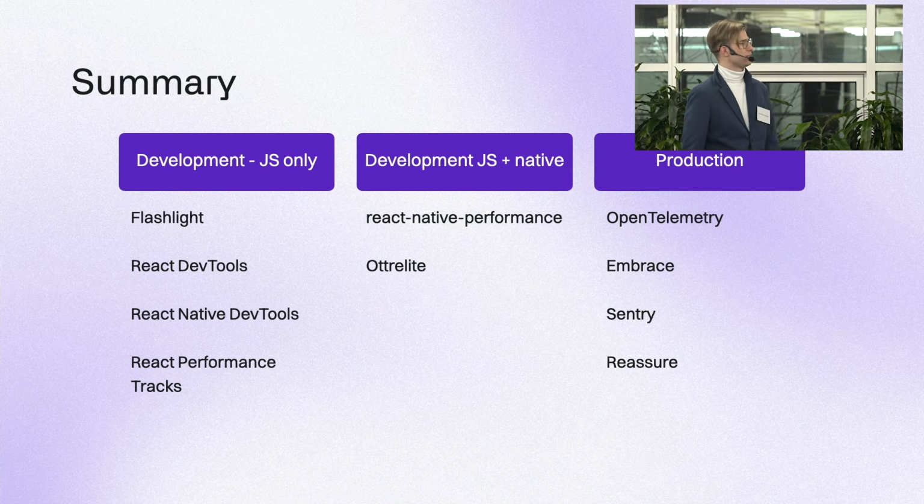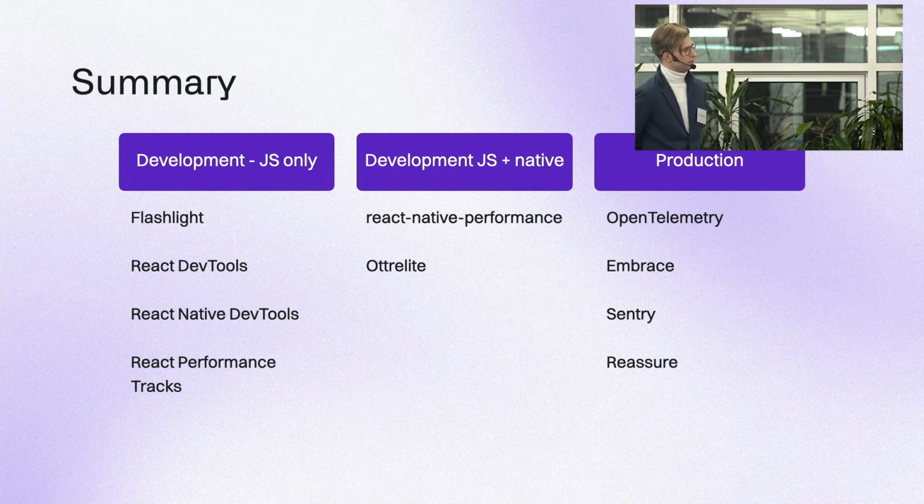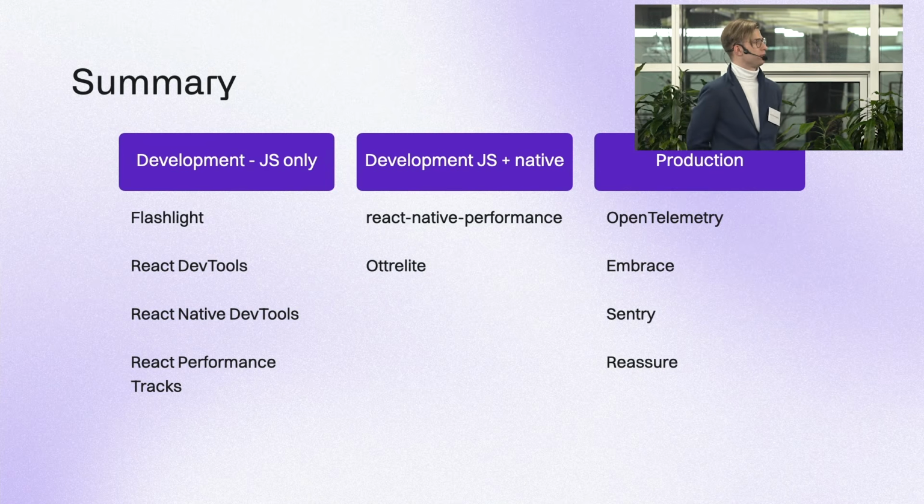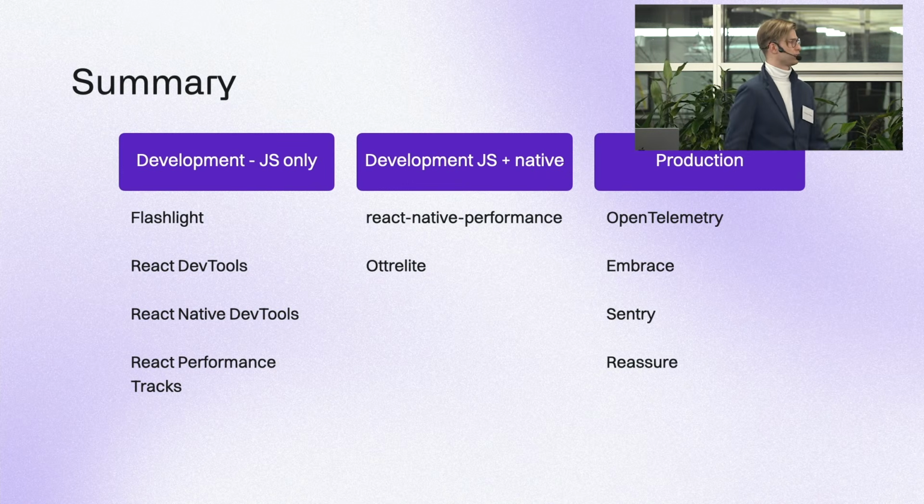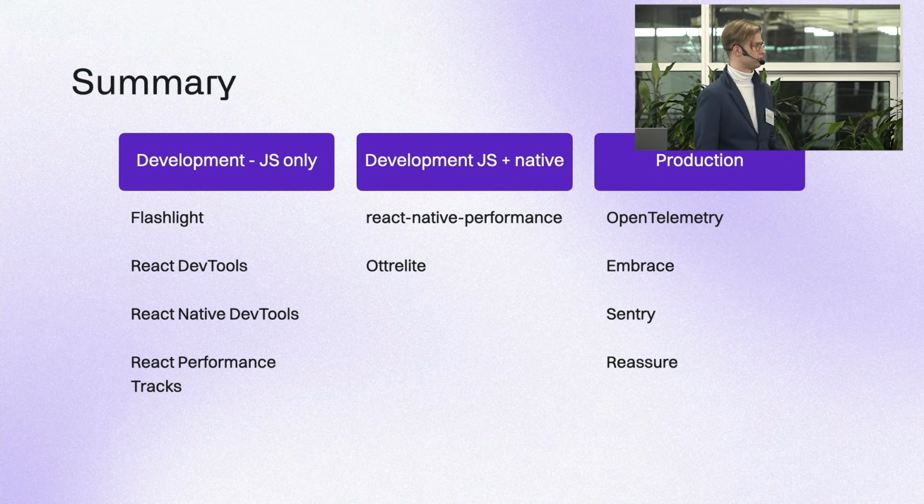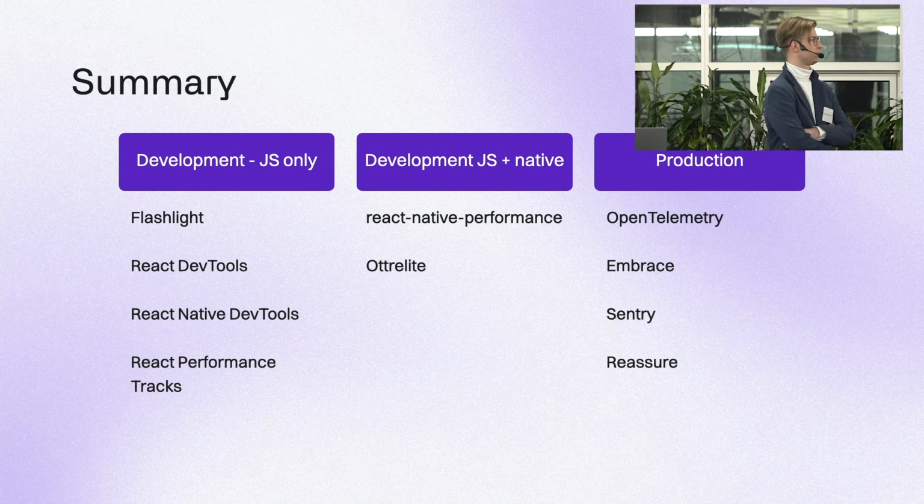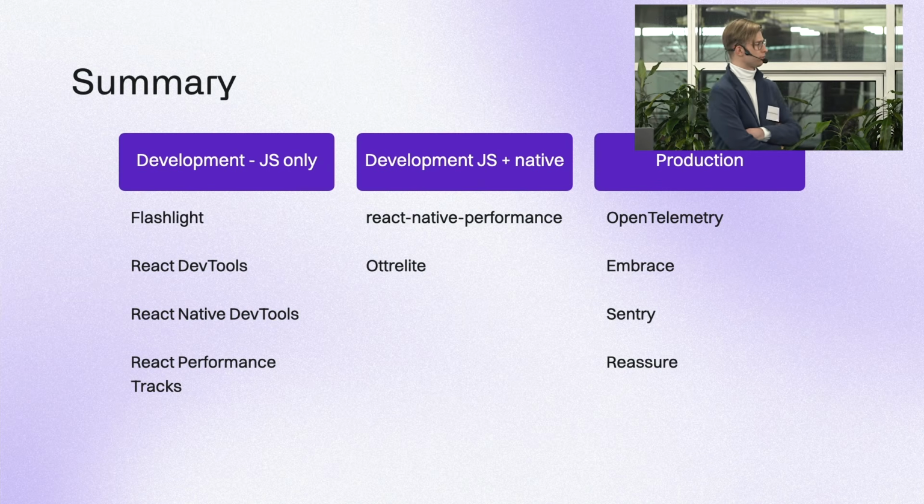Then React DevTools, React Native DevTools, and React performance tracks, they are built in, so they come out of the box. You can easily use them, but they are development only, at least DevTools. And there is also a category for development JS plus native, so you also have an API that you can call from the native languages, for instance, from your native modules. Maybe this could be some video player that you're trying to debug the performance of because it's degraded. Maybe the video decoding is not working as you would expect it to. So here you can use React Native Performance or Ottrelite.